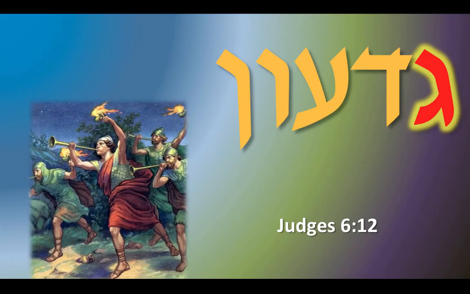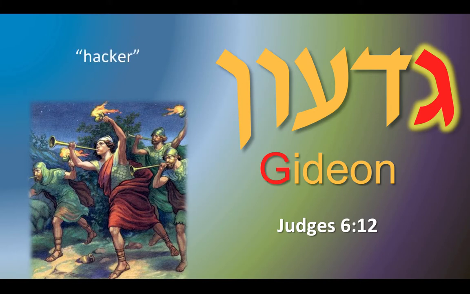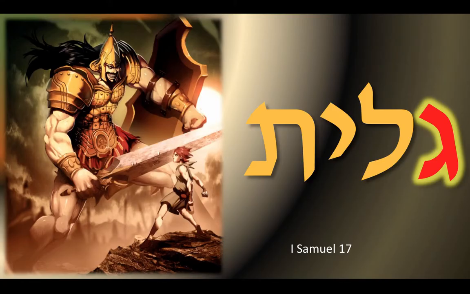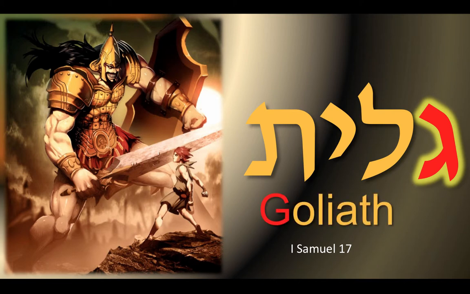And looking at the picture, see if you can figure out this name. Judges 6:12 gives you a hint. Gideon. That's right. Gideon starts with a Gimmel. And you're not going to believe this, but Gideon means hacker. Look it up yourself if you don't believe me. And can you figure out this name? That's right. Goliath. And it starts with a Gimel.